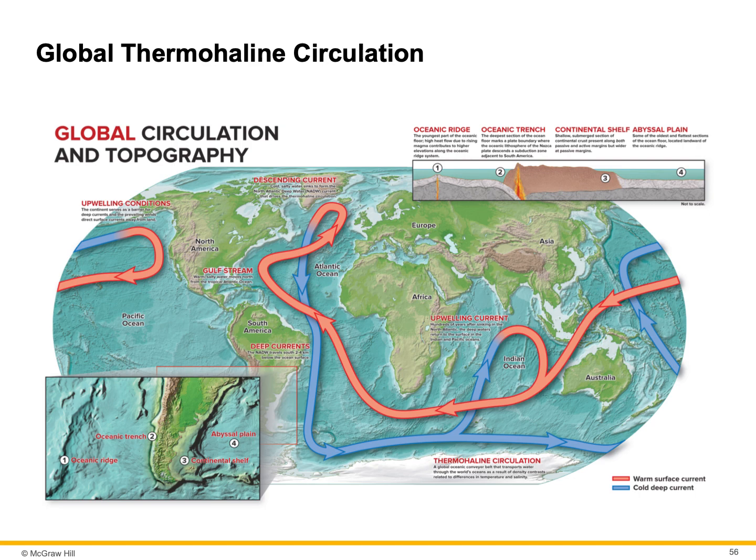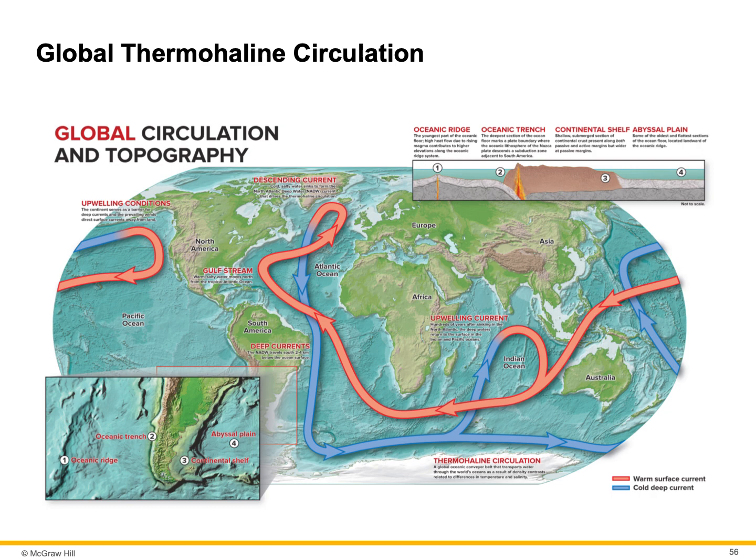The continental shelf. It's shallow. The submerged section of the continental crust is present along both passive and active margins, but wider at passive margins. Some of the oldest and flattest sections of the ocean are located landward of the oceanic ridge.